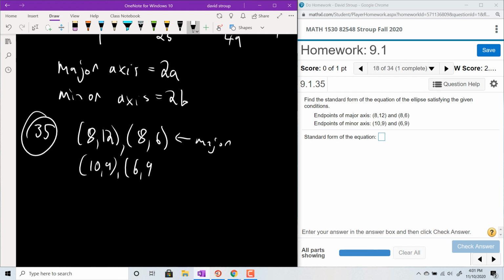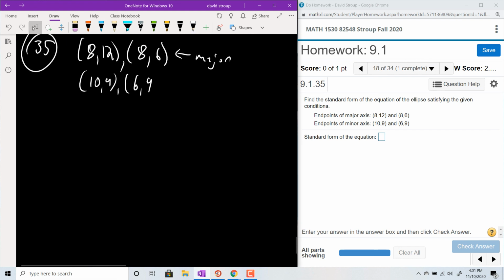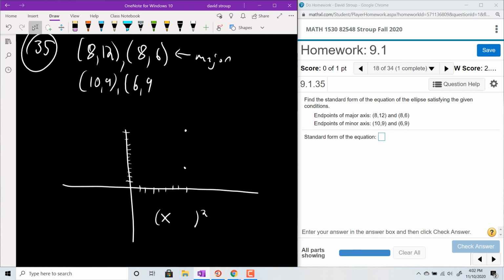Okay. So again, you could draw a picture, but you may not want to, since this is getting annoying. With 8, 12, and then 8, 6, it's oriented with the major axis in the vertical direction. So you'll have the bigger number with the y variable. Sort of setting up my work here.